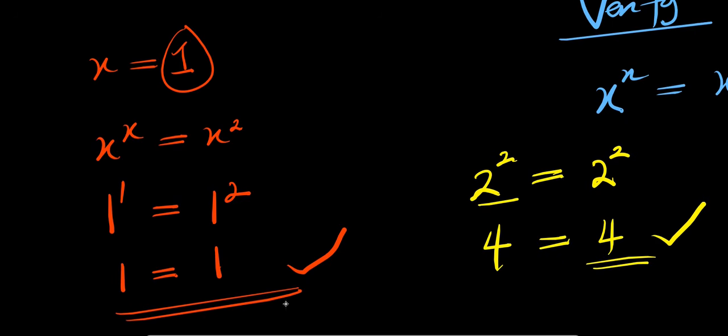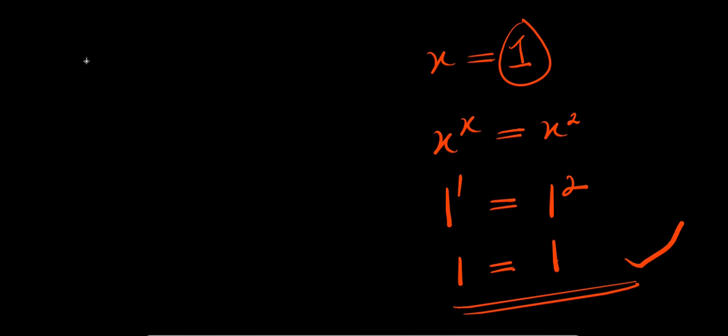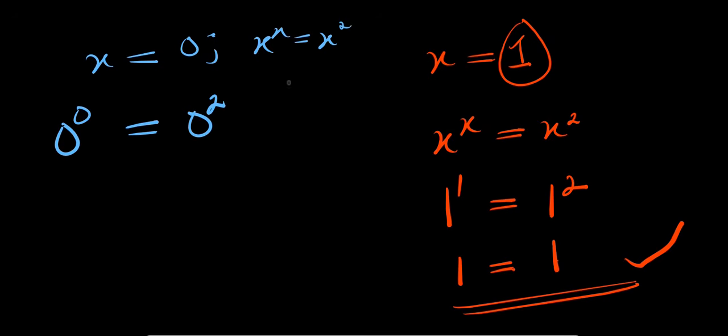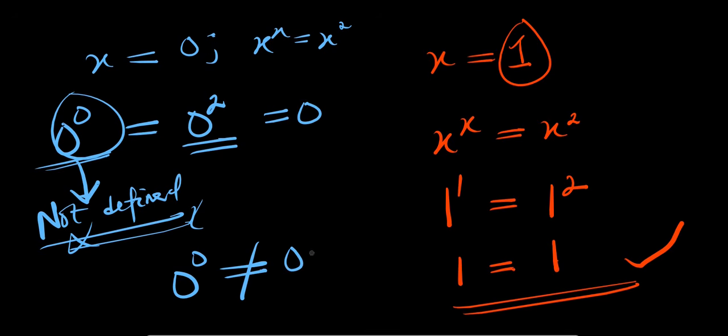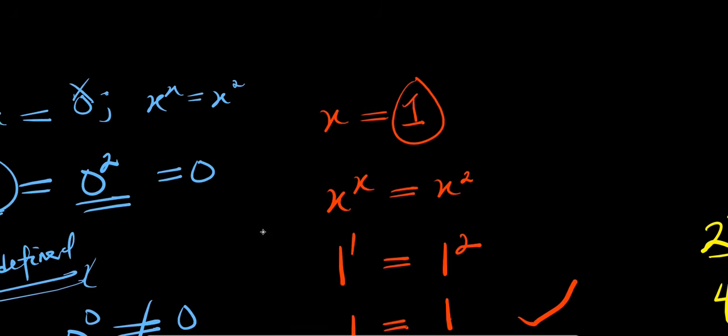Is there any value of x again? No. A lot of people will consider 0. If your x is 0, this will not satisfy the equation. Look at it here: 0 power 0 equals 0 power 2. Remember, x power x equals x power 2. 0 power 0 here is indeterminate, not defined. And 0 power 2 is obviously 0. 0 power 0 is not the same as 0. So this makes this particular solution not correct. In fact, it's not actually a solution. So don't even go there.